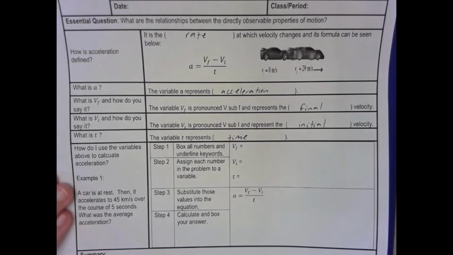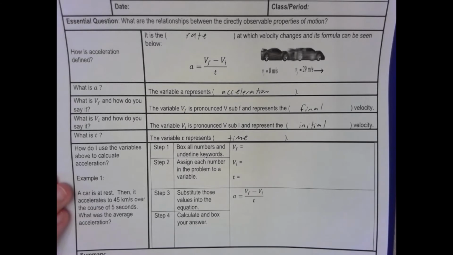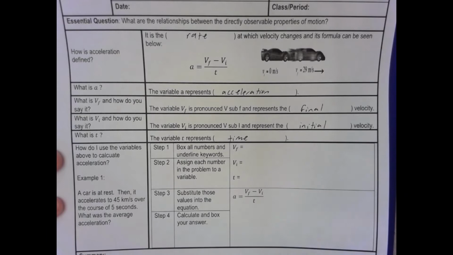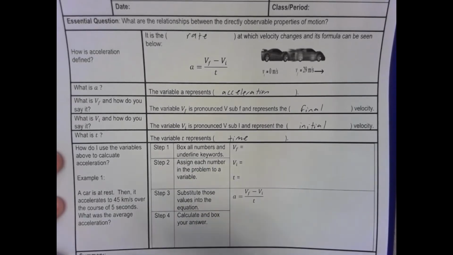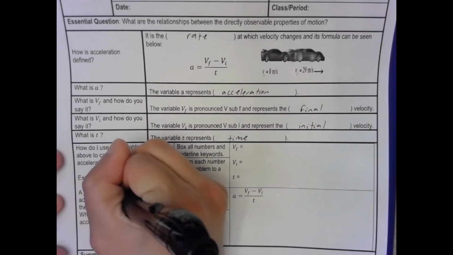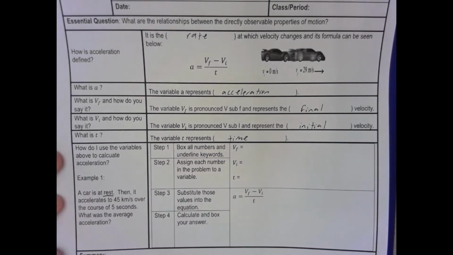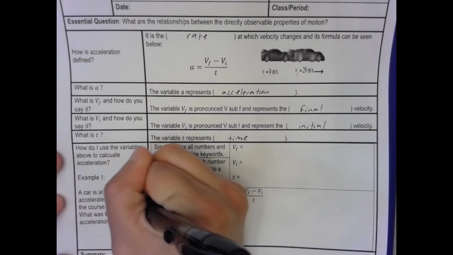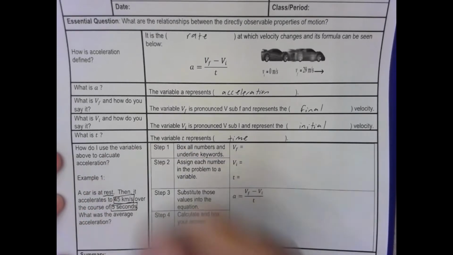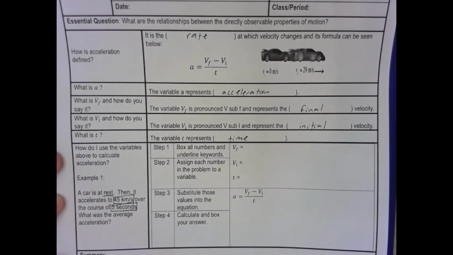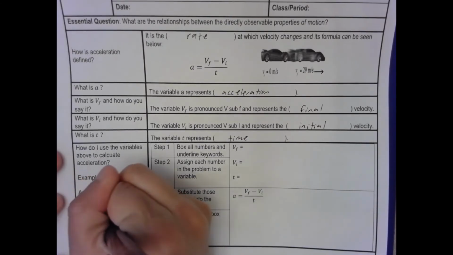So now how do I use the variables above to calculate acceleration? We have one example. A car is at rest. Let's follow the steps whenever we solve this problem. We're going to box all the numbers and underline our keywords. Whenever I say a car is at rest, in physics, if anything is at rest, that is very important. Then it accelerates to 45 kilometers per second over the course of 5 seconds. So we box those two. What was the average acceleration? I'm going to underline that part.